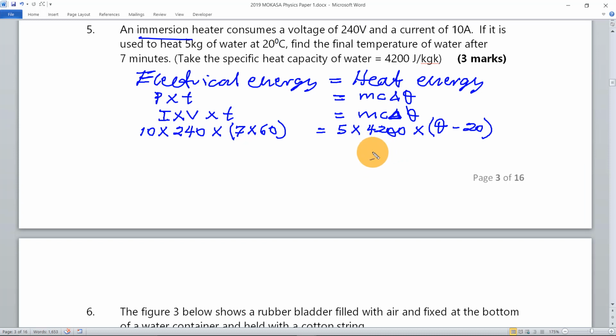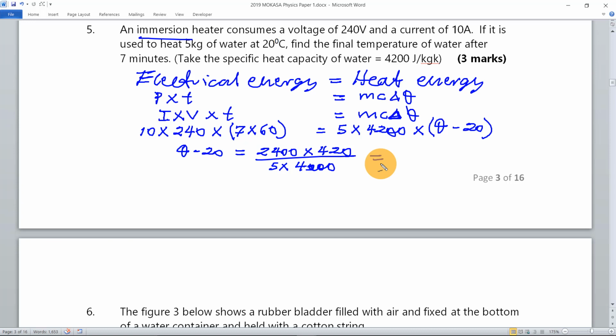Let's see how this one turns out to be. So we are going to say that theta minus 20 is going to be equal to, for here I think I need a calculator. I need to multiply 240 times 10, you have got 2,400, times 7 times 60, which is 420, because 7 times 6 is 42, divide by 5 times 4,200, and this will give me, at this point we can use the calculator.